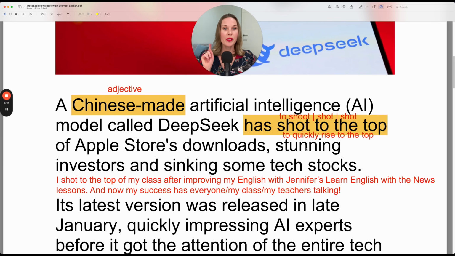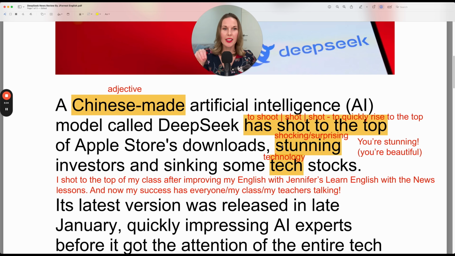Let's continue. Stunning investors and sinking some tech stocks. Let's review stunning and sinking. Now first, some tech stocks. What does the word tech mean? Technology. So the short form is tech. In this context, stunning means shocking or surprising.